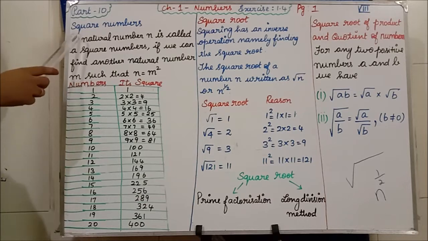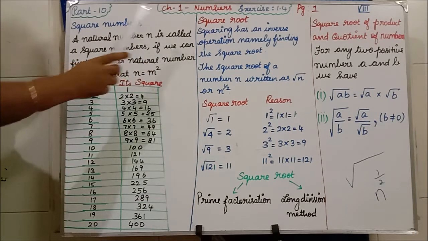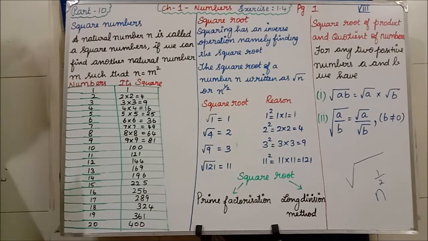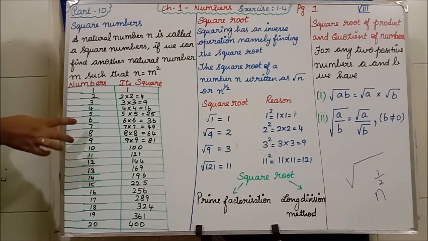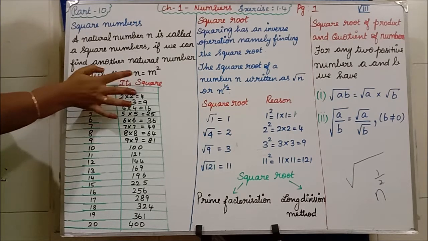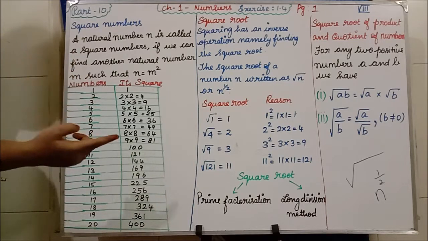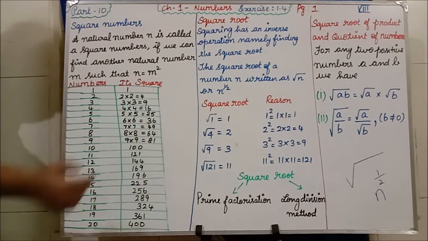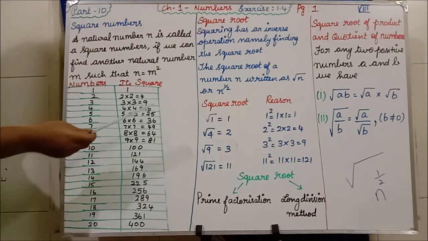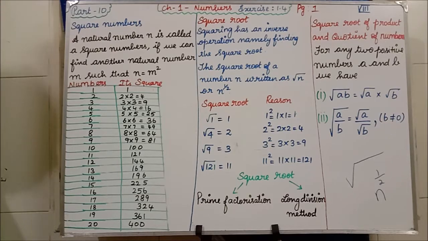Clear, students? What they are saying is, a natural number n is called a square number if we can find another natural number m such that n equals m square. For example, I am taking 6. Consider this n is 6. So, what answer are you getting for the square of 6? 36. That is what they are saying for another natural number m. Okay, 6 is the m and 36 is the n. Clear, students, all of you, what is a square number?